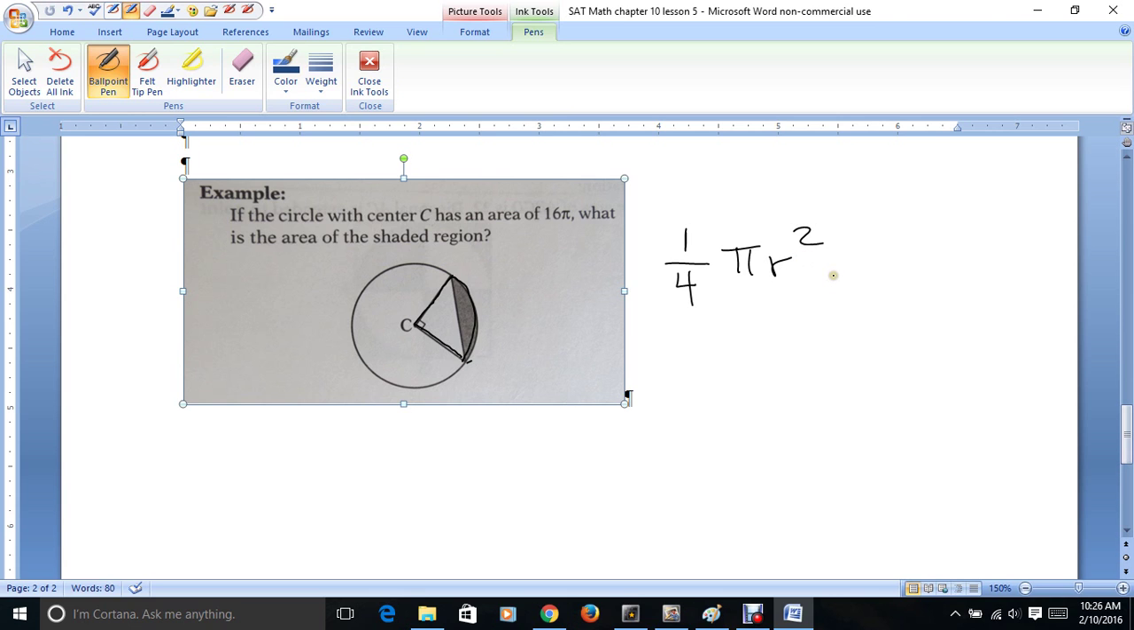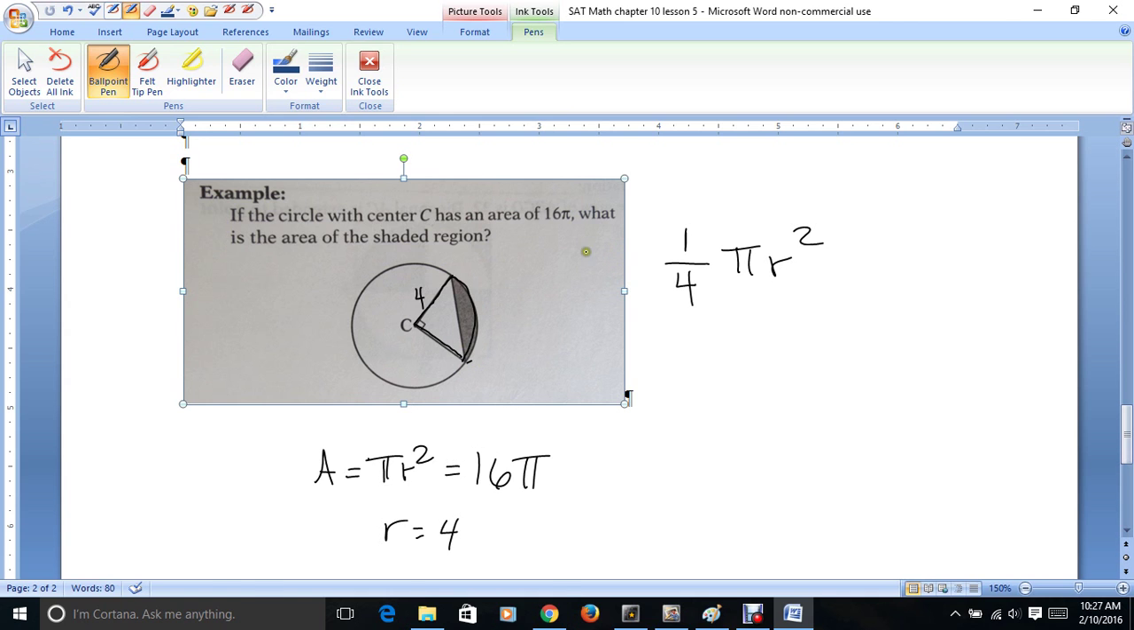Alright, so they told us that the circle with center C has an area of 16 pi. So the area is pi r squared, and they're telling us that's 16 pi. So that tells me that r, the radius, must be 4 because I'm squaring r to get that 16. So the radius of this circle must be 4. That's why they gave me that information. Okay, so I know the radius is 4, and I didn't even need to figure that out at this point because they told me the area is 16 pi, and so this piece of pie is 1/4 of that.